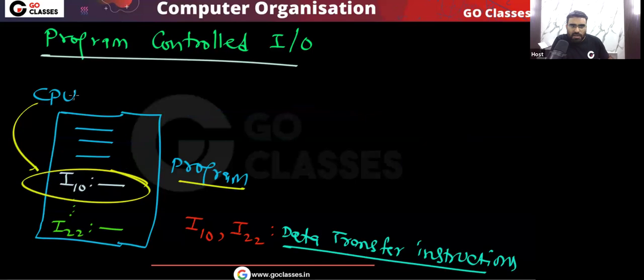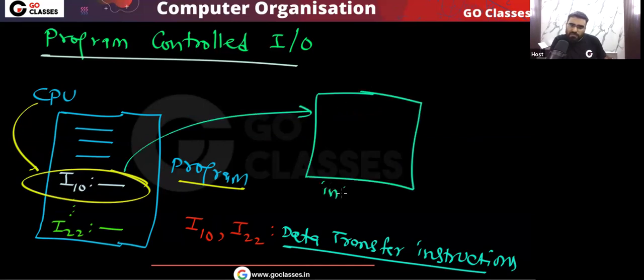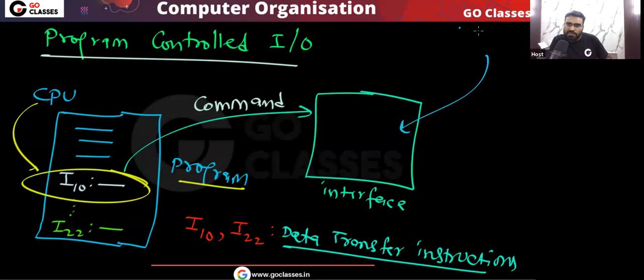Remember, very simple point. The CPU is executing a program, and it encounters this data transfer instruction. When the CPU sees this data transfer instruction, what will the CPU do? Because we need to execute this instruction, the CPU will give a command to the interface. So the command will go to the interface. Now what will this interface do? This interface will collect data from the IO device.